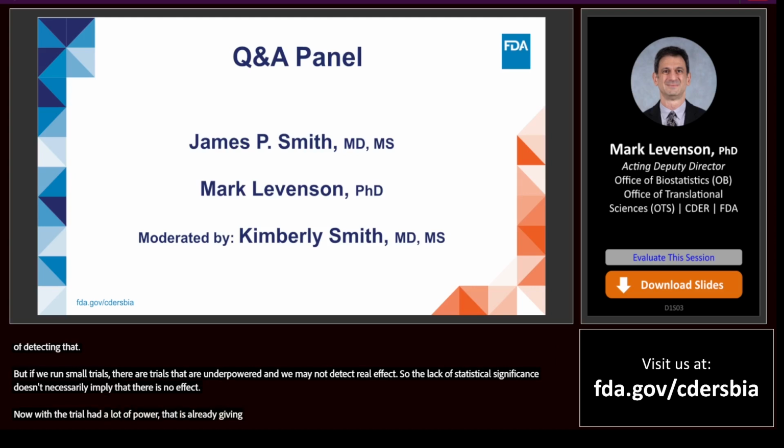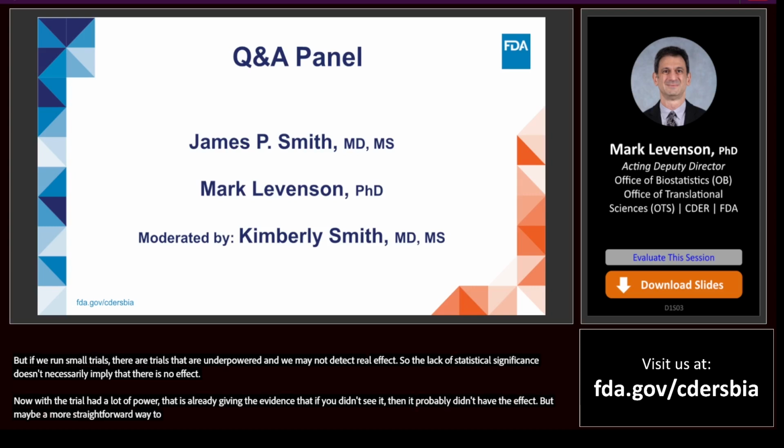But maybe a more straightforward way to examine that is to look at confidence intervals, which I didn't go into in my presentation. A confidence interval gives you the range of likely effects. And if the upper end of the likely effects is still a very small effect, then you might conclude that the drug doesn't have much of an effect. So again, I hope that addresses this question.